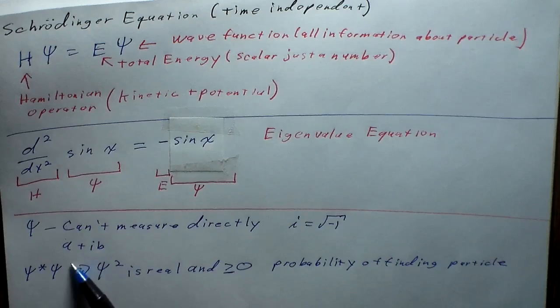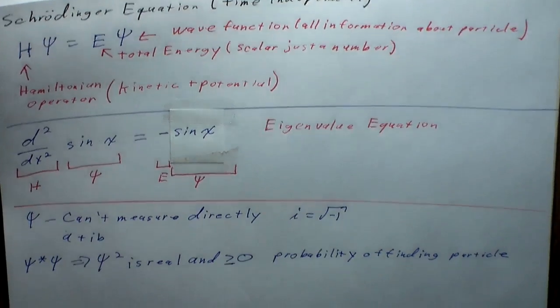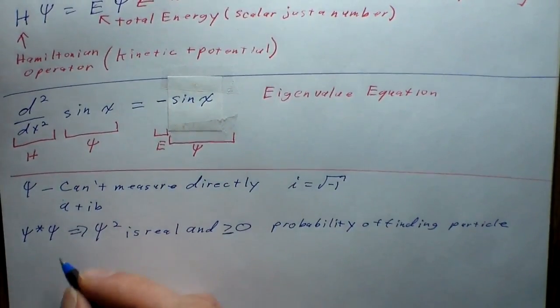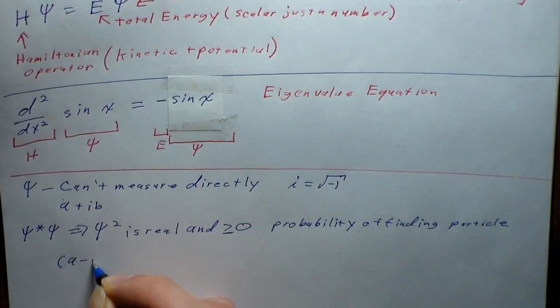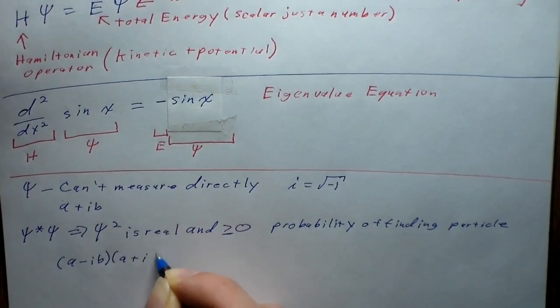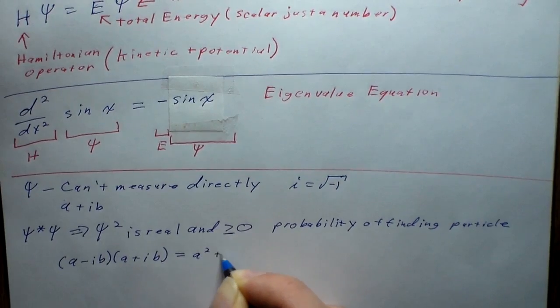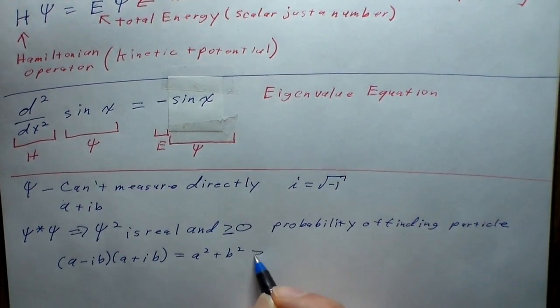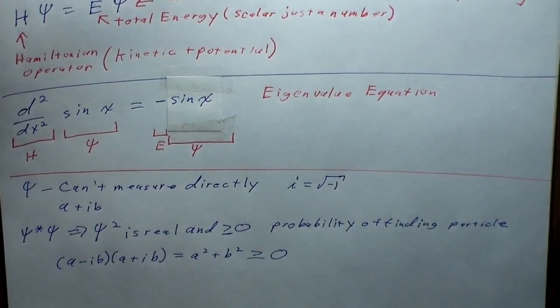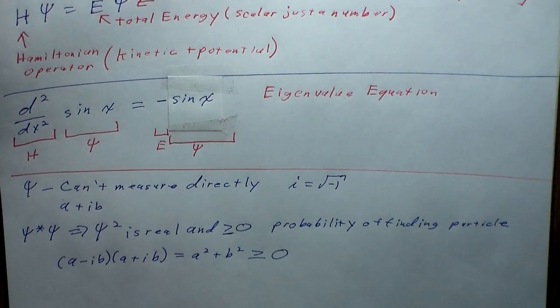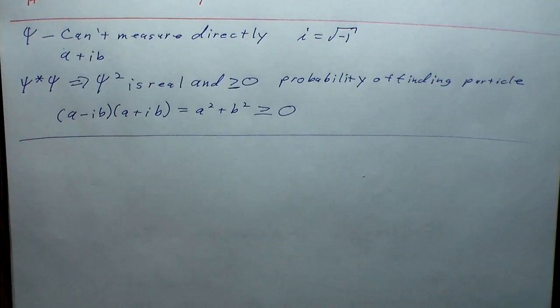And just to explain how this actually works, just in case it's been a while since you've dealt with complex numbers, this would be a minus ib times a plus ib. And that's just going to equal a squared plus b squared. All right, and of course that's going to be greater than or equal to 0 for all numbers that you can deal with. Now, what does the actual equation look like if we're dealing with hydrogen?